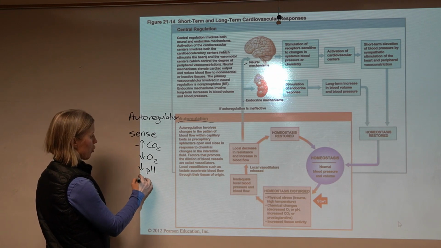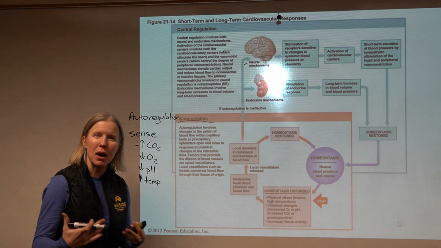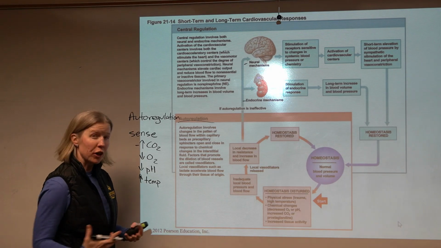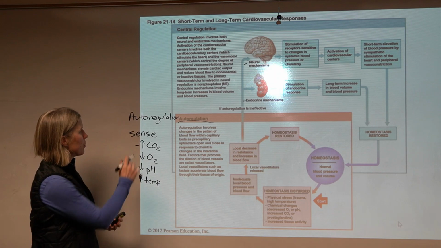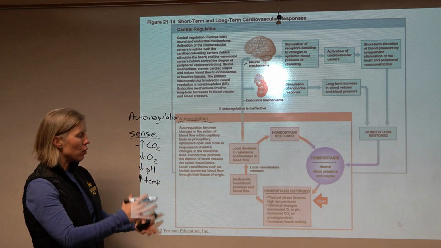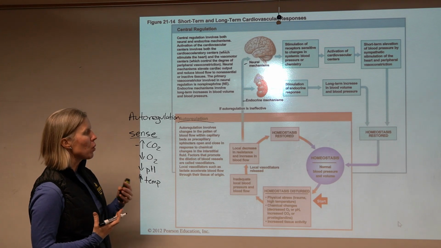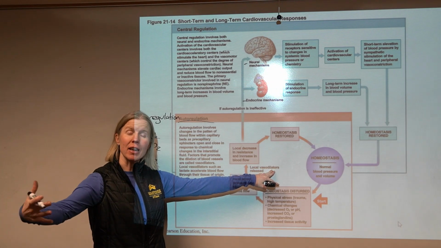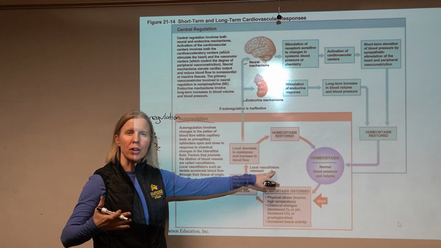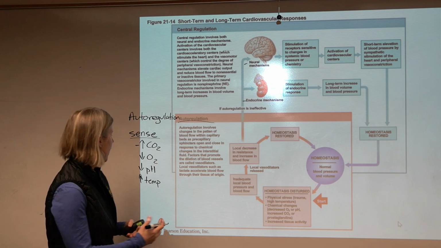Maybe an increase in temperature. That's also an indication to the body that maybe that tissue is working harder, has higher metabolic demands. So then we're sensing this kind of on site at the tissue, and what we need to do is figure out, in this case, how to dilate those blood vessels, how to increase the blood flow. And so we use a lot of local vasodilators.